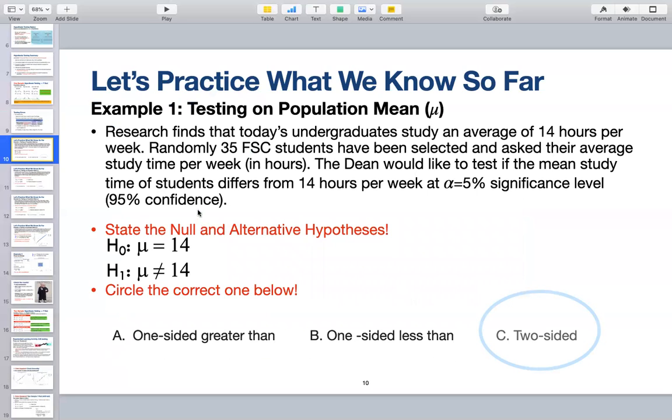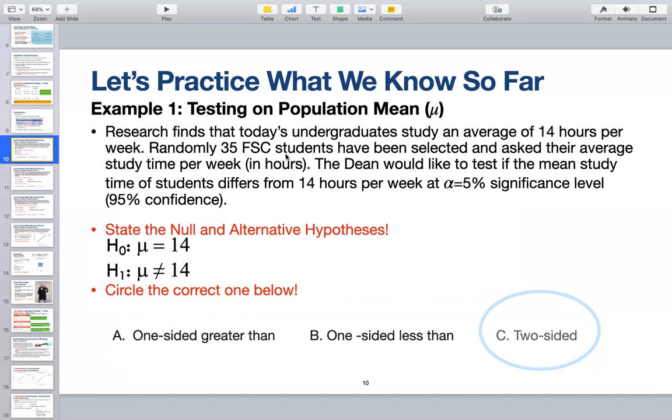In these couple of slides, I'm going to show you how you can construct the null and alternative hypothesis. Let's read this example together. Research finds that today's undergraduates study an average of 14 hours per week, and this is the status quo. Randomly selecting, we would like to challenge this to see whether it is correct or not.